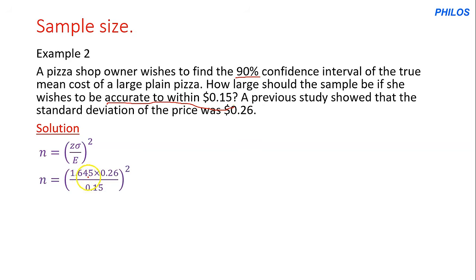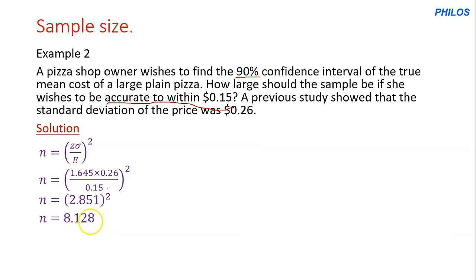So we just substitute it in the formula. So we have 1.645, which is the z-score, times standard deviation, which is 0.26, divided by the margin of error, which is 0.15, all squared. So when you check 1.645 times 0.26 divided by 0.15, you get 2.851, then square. So 2.851 squared will give you 8.128.